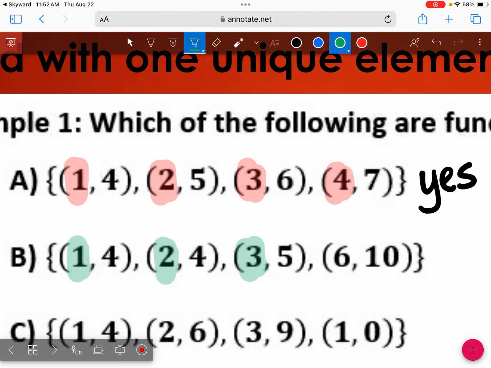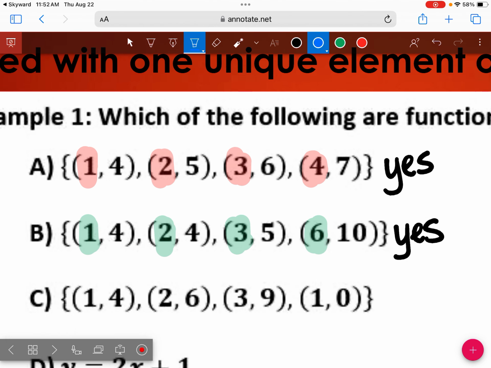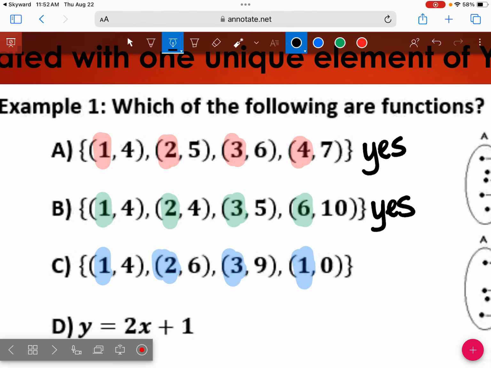Now let's look at this one. Are any of those the same? So will we say yes or no? Yes. Okay, here, notice that I have a repeat. Which one repeated? 1. So what would you say? No. And you would say no. And the reason why is because, I'm not going to write the reason, I'm just going to say it. Because 1 repeats. And that's what you would say. The 1 repeats, which is why it is not a function.